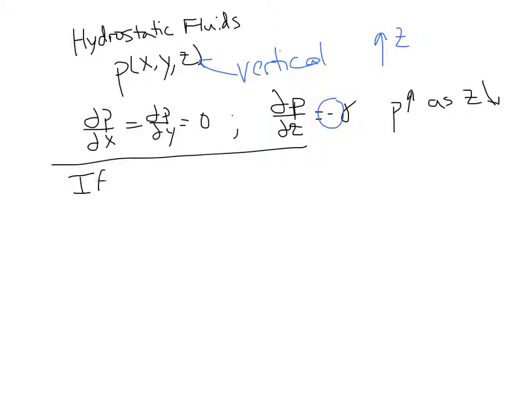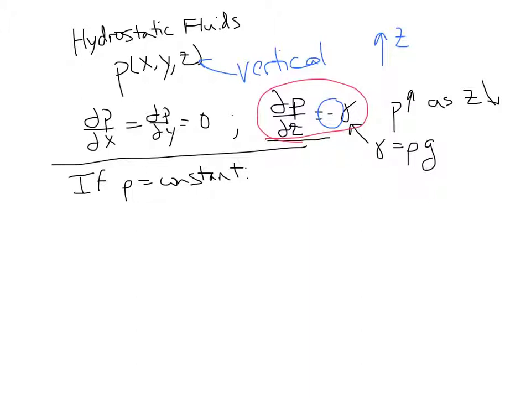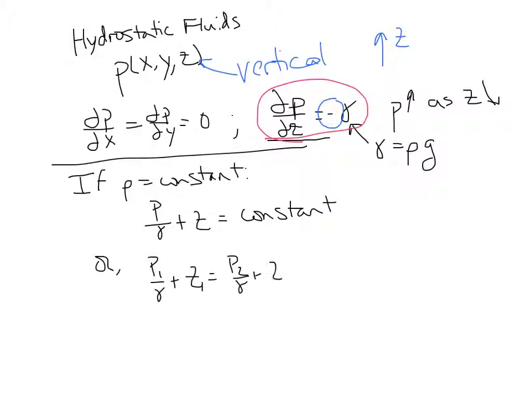If the density is equal to a constant, remember, just recall that gamma is equal to density times gravity. If density is equal to a constant, then we can integrate the expression given here that I'll circle in red. We can integrate that expression to say that p over gamma plus z is equal to a constant. Or, connecting 2 points, we can say p1 over gamma plus z1 is equal to p2 over gamma plus z2.